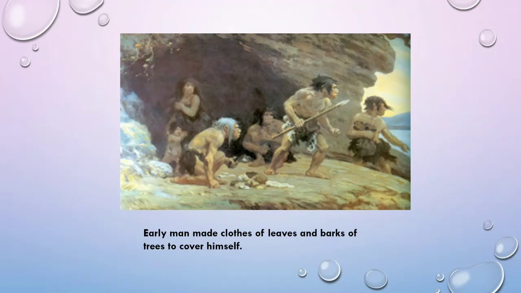Even early man understood the importance of clothes. He used clothes made of leaves and barks of trees to cover himself. Then he used animal skin. Later, man discovered how to make fibers from plants and learned to make cloth.